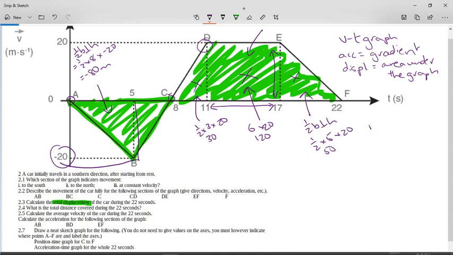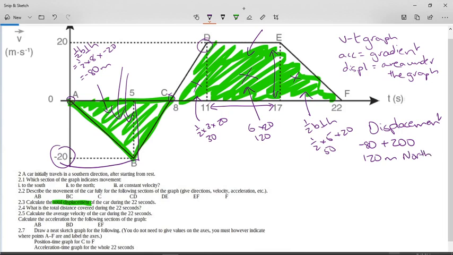So to calculate the displacement, we need to take into account that displacement is a vector. So this area over here, that's under the curve, is going to be negative. So it's going to be negative 80 plus 30 plus 120 is 150, plus another 50 is 200. So it's negative 80 plus 200, which gives you 120 meters. Now this came out as positive, so we need to know which direction is positive because displacement is a vector. So it is 120 meters north.